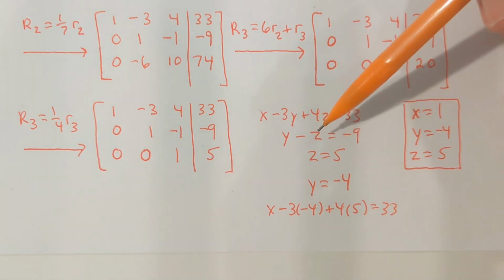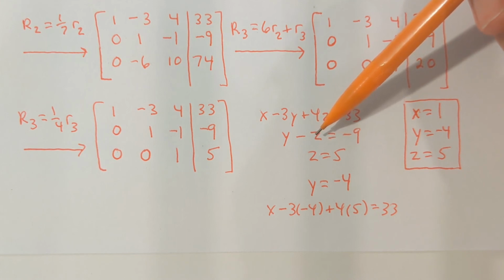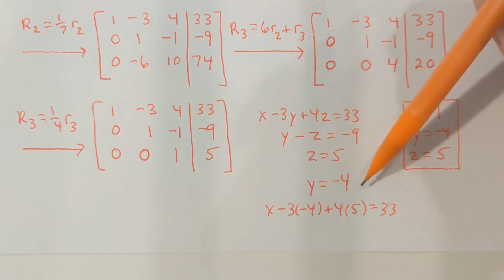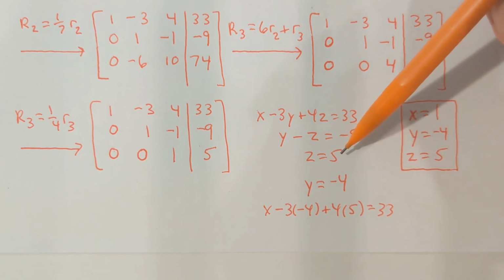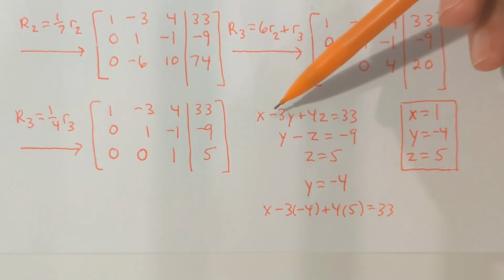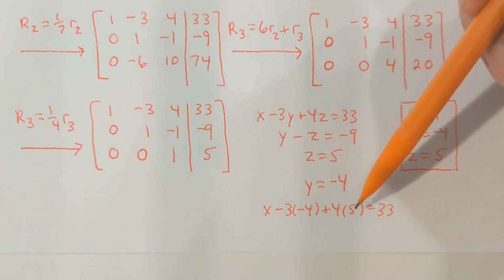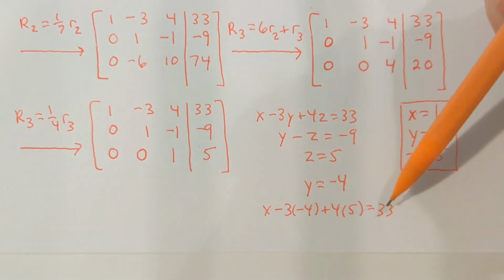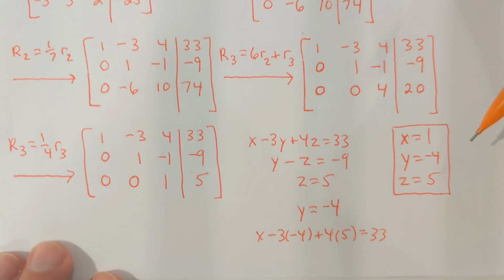Knowing that z is 5 means that I can plug that number in here and start to work backwards. y minus 5 equals negative 9. If you add 5 to both sides, that means that y is negative 4. And then we can get x, knowing that y is negative 4 and z is 5. You're going to have x plus 12 plus 20, or that'd be x plus 32 equals 33. Subtract 32 from both sides, so it looks like x is 1, y is negative 4, and z is 5. Okay, and that'd be the answer.